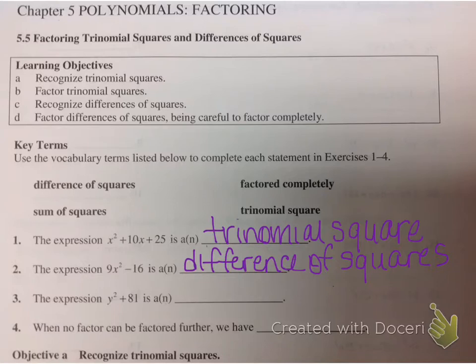Number three, the expression y squared plus 81 is a sum of squares. Sum because it's an addition problem, and squares because both of the terms are perfect squares. Y squared is the result of y times y, and 81 is the result of 9 times 9. When no factor can be factored further, we have factored completely.